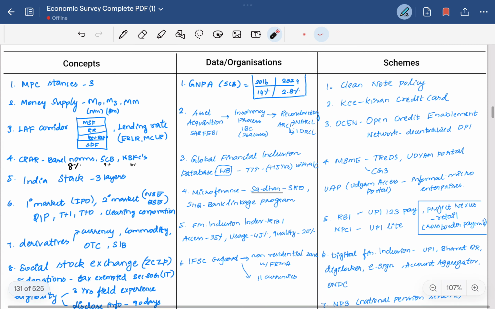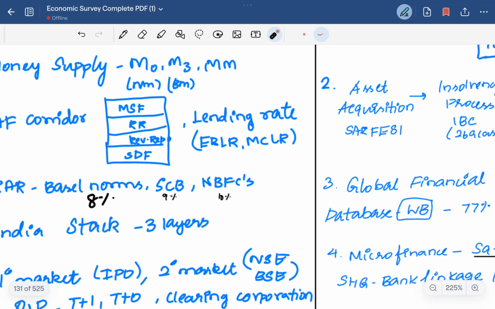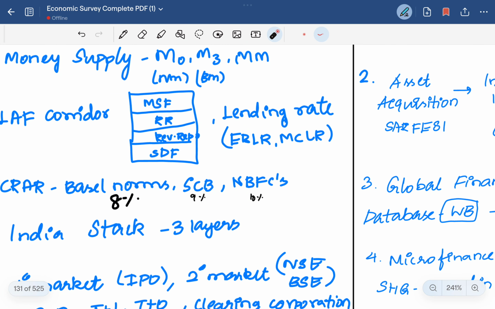Then the LAF corridor, that is the Liquidity Adjustment Facility corridor, which includes the repo rate, the Marginal Standing Facility rate, and the Standing Deposit Facility rate. Here the highest rate is the Marginal Standing Facility rate, which is greater than the repo rate. The lowest value of the corridor is the Standing Deposit Facility, which is lesser than the reverse repo and is nowadays replacing the reverse repo rate.